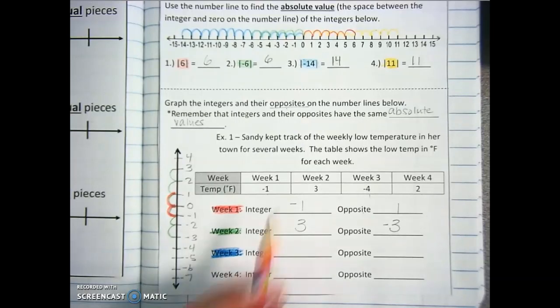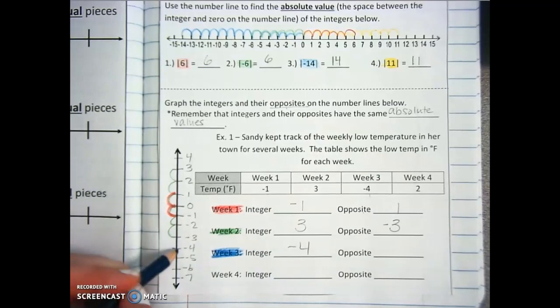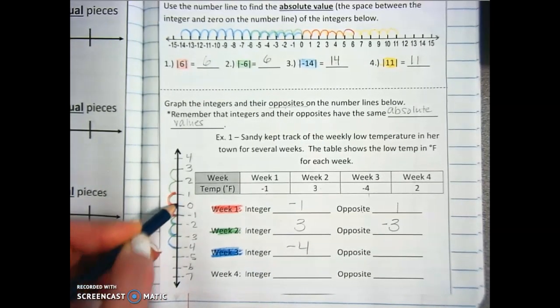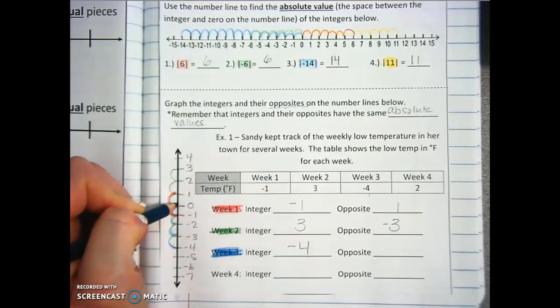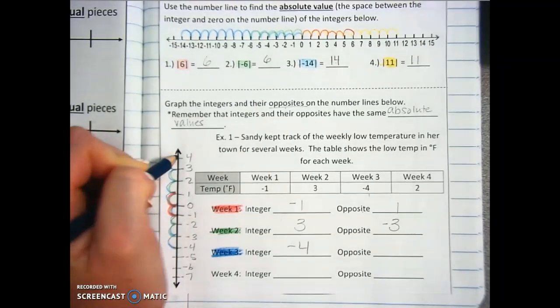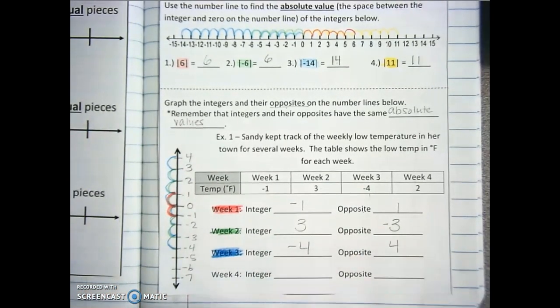So I'm going to write that here, -4. I'm going to go to -4 on the number line and count until I get to 0. 1, 2, 3, 4. So that's 4 spaces. That means I have to go 1, 2, 3, 4 to get to the opposite. So the opposite is +4.